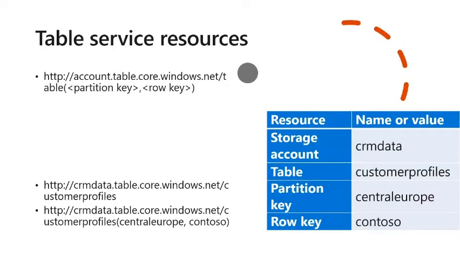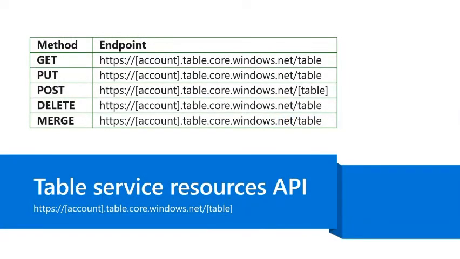Table service resources. This example shows the structure of a URL for a table service request. It shows how a table and individual entities are requested. You see here the endpoint contains the name of your account, then table.core.windows.net slash table. To get it you use GET, to post you use POST on the table, to delete you use DELETE, and to put you use PUT.